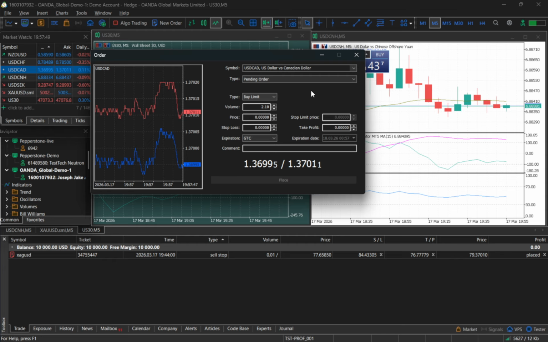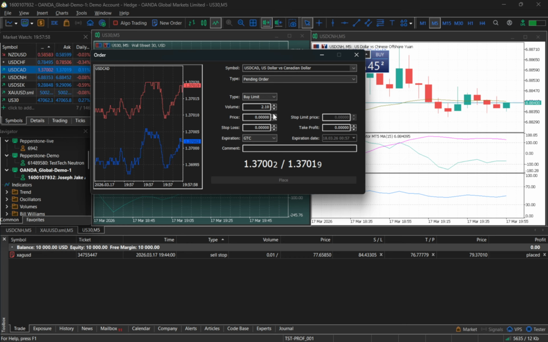Next, enter your desired entry price. For a buy limit, set a price below the current market. For a sell limit, set it above. Be precise with the decimals and make sure the price matches your plan. Enter your units or lot size, keeping your risk in mind.